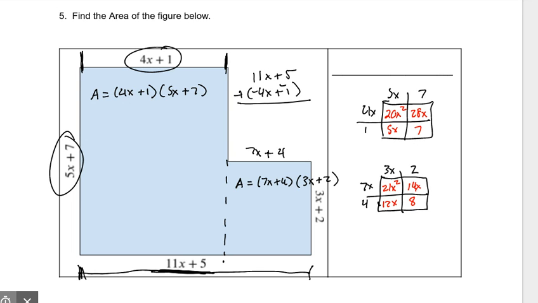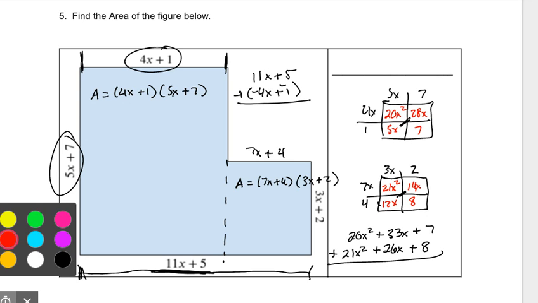So the two things that I'm going to be adding together is really all the terms that are inside the box. For that first area I would have 20x squared plus, when I add these x's, 33x plus 7. For the second area that I did here, I'd have 21x squared. Got to add my x's, so that'd be positive 26x plus 8. And I just got to add those together. So my final answer, when I add those all up, would be 41x squared plus 59x plus 15. And that's how I'd find the area.